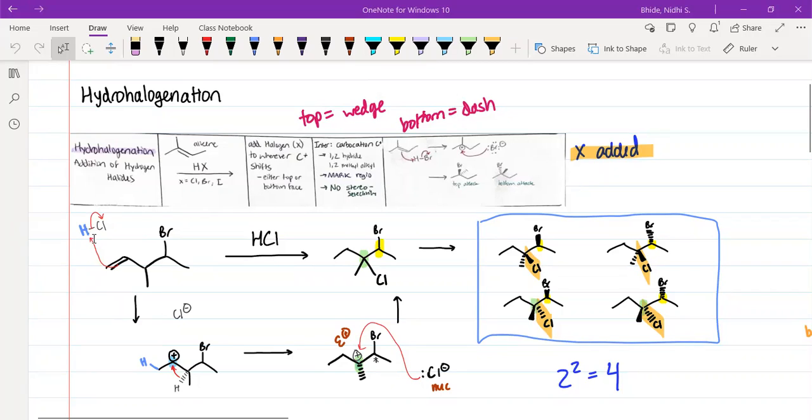So let's go on to our example. We have this alkene over here, just a random made up molecule, and we're going to react it with this HCl molecule.